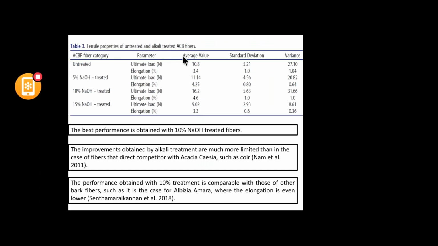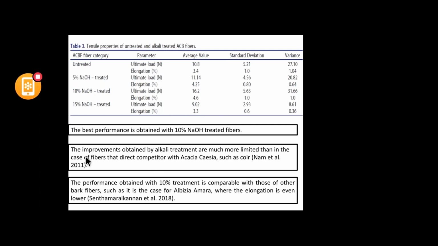So now I'm coming to the single fiber tensile test property of untreated and alkali treated fibers. From this table, what I'm saying is that the 10% treatment suggests the ultimate load as well as the elongation have better performance. As a whole, the improvement obtained by alkali treatment is much more limited than in the case of the fiber that is a direct competitor of the acacia, such as the coir.